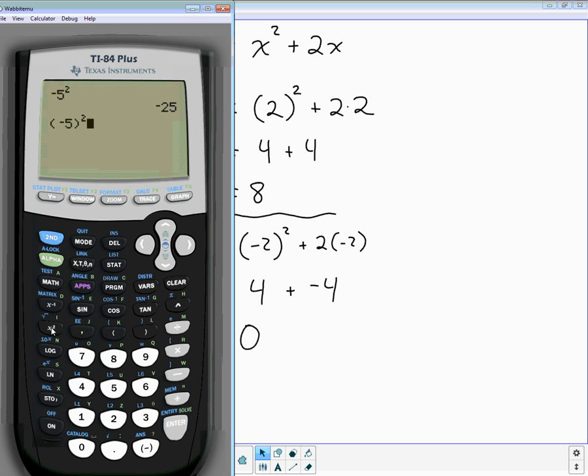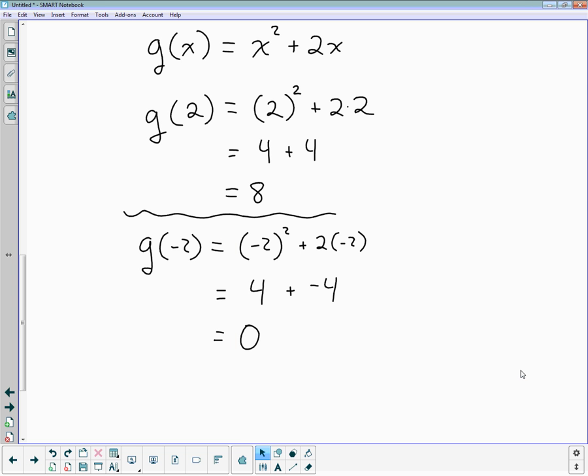What you want is -5 times -5. So that's why I say wrap things in parentheses. And it also avoids you losing negative signs and things like that. Okay? All right.